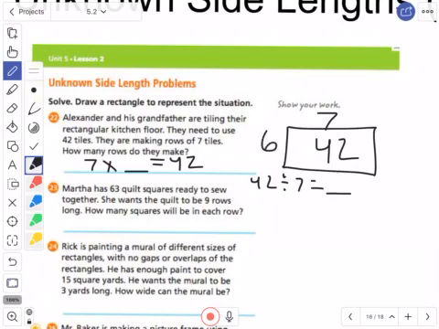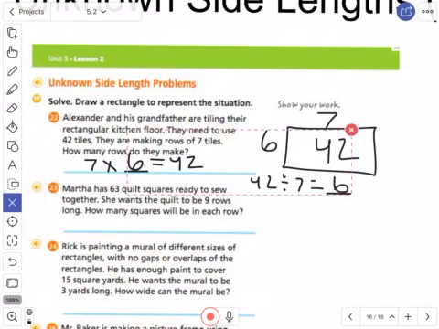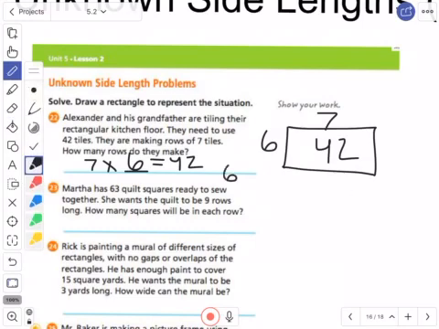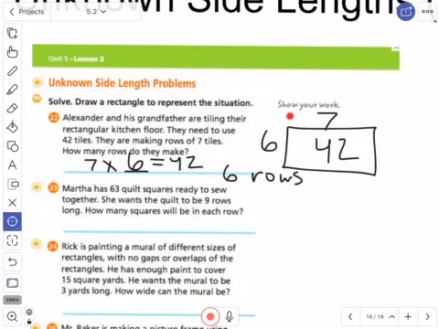Well, I know my missing side is 6. So how many rows do they make? They make 6 rows. So I'm just going to take this part off here so I can write my answer. They made 6 rows. So for your answer, make sure you have the picture there, can you get an equation, and your answer there too.